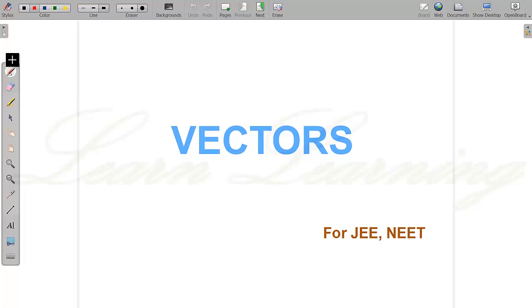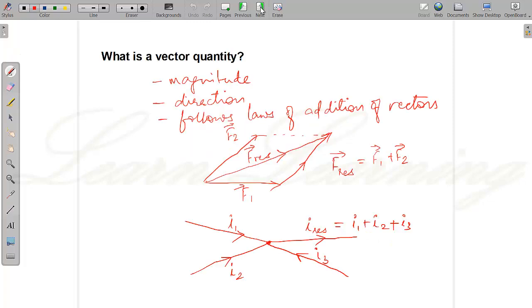Hello students. We'll start our topic in physics: vectors. As you know, vectors is the topic with which you start studying physics, because vectors will be useful throughout physics, from mechanics to electrostatics to magnetism. Throughout physics you will need this chapter. So we'll start that. First, we'll see what a vector quantity actually is.